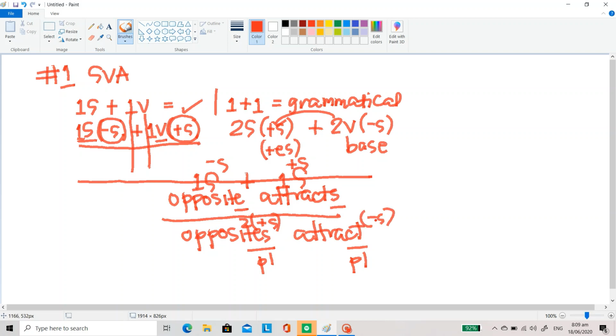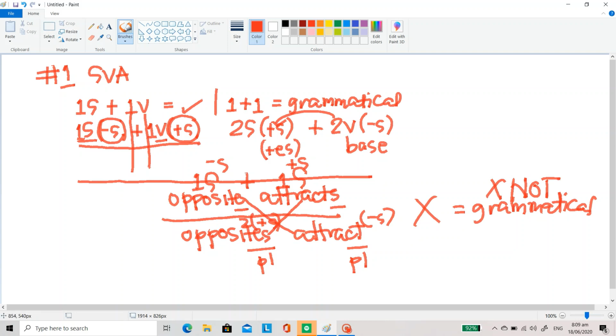Now, if you try to cross over opposite to attract and opposites to attracts, it gives you the X mark, which means that it is not grammatical. Excuse my handwriting. It's not grammatical. That's your indicator. The X mark is your indicator, right?